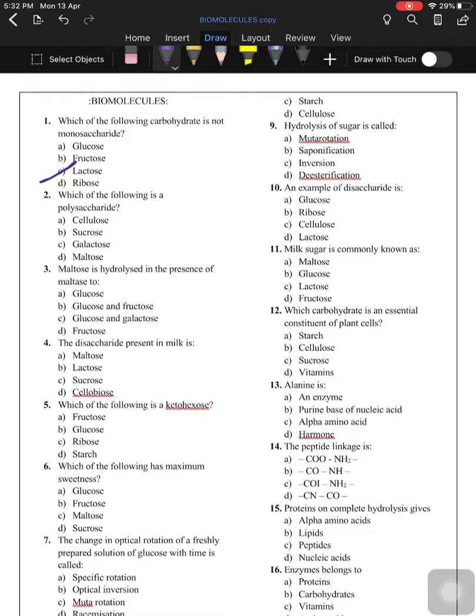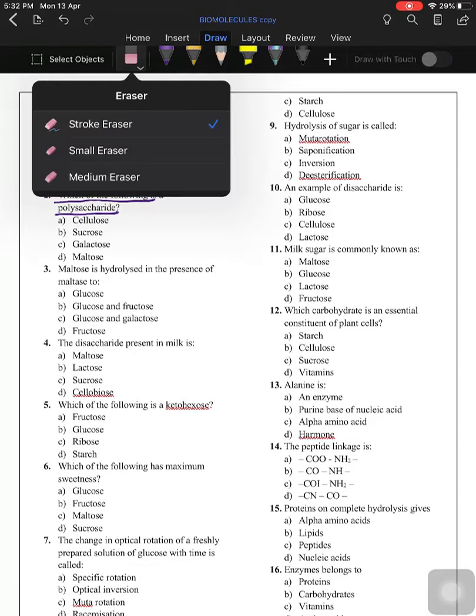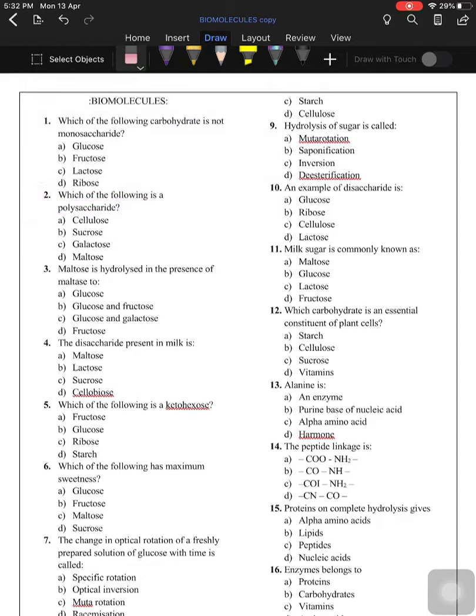Moving on to the second one: which of the following is a polysaccharide? Cellulose, the first option itself, will be the 100% right one, because we know cellulose is a polysaccharide, whereas sucrose, galactose and maltose belong to the classes of disaccharide, monosaccharide and disaccharide or oligosaccharide. Therefore, for this second question I will mark cellulose as the right option.